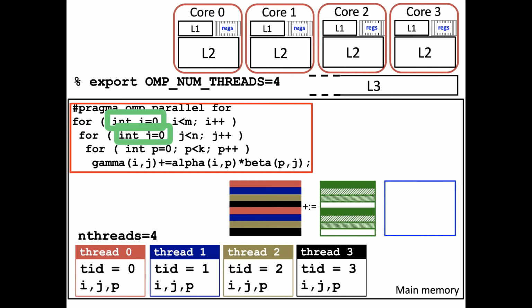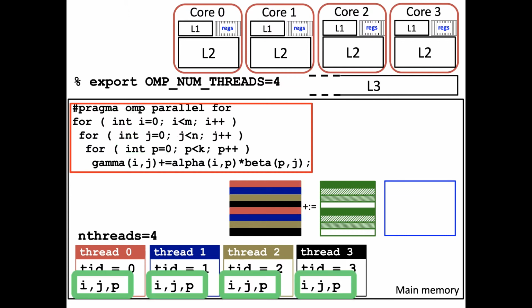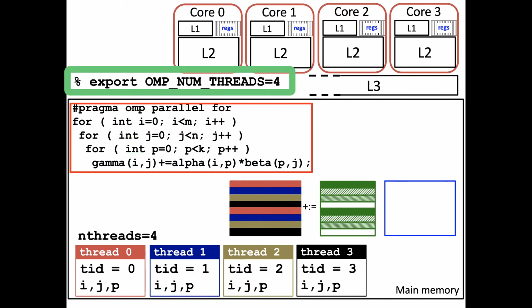The fact that I, J, and P are declared inside of the scope of the pragma, which is the next command and hence the entire triple nested loop, means that each thread gets a private copy. Setting omp num threads equals 4 before execution indicates that 4 threads are to be created by a parallel section like this.